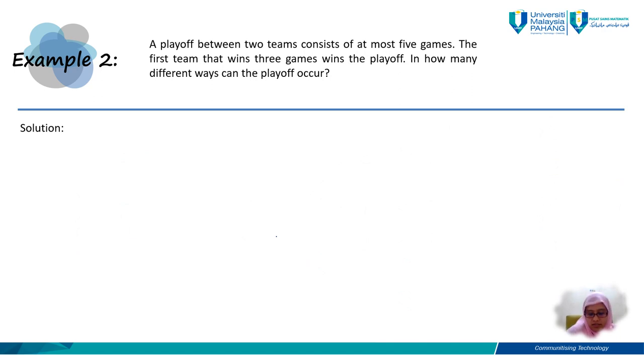Okay, so now let's try example number 2. A playoff between two teams consists of at most 5 games. The first team that wins 3 games wins the playoff. In how many different ways can the playoff occur? So this is a match between two teams and they have 5 games. When the first team gets 3 wins, the game automatically stops. So now we are going to find how many different ways the playoff can occur.